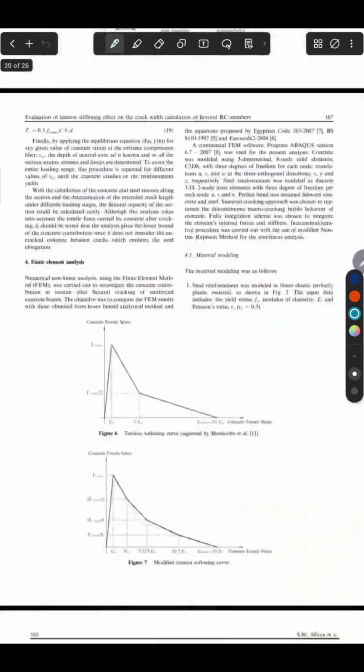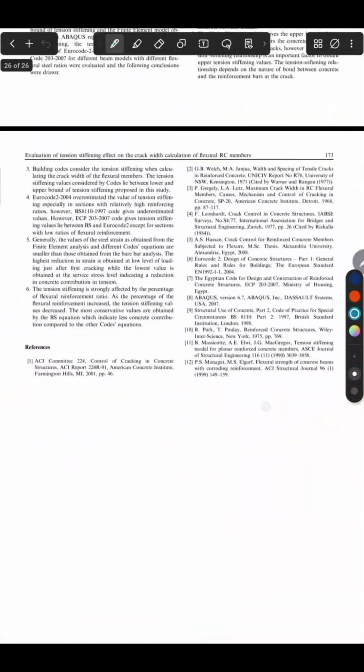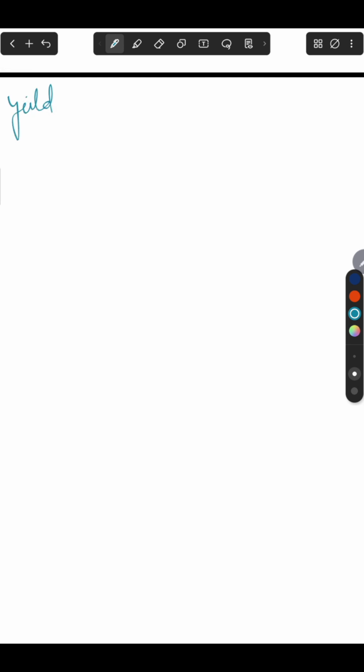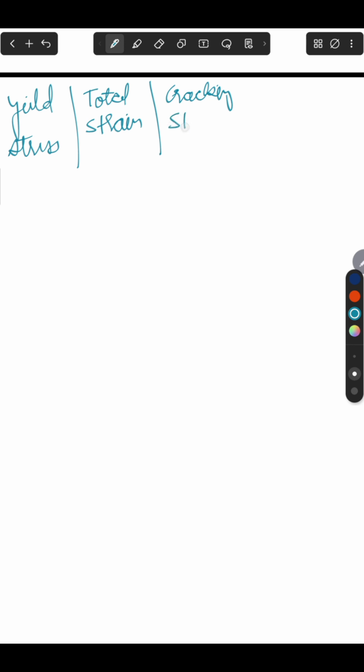And if we create a table, so we have yield stress, total strain, cracking strain, and damage D in tension.